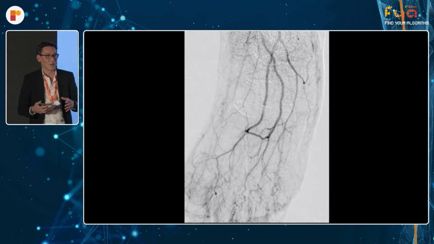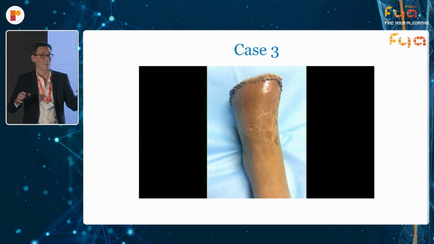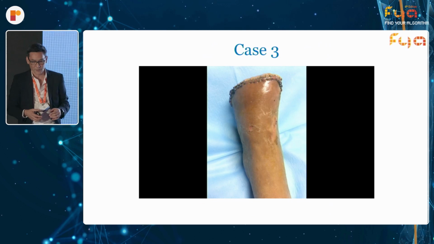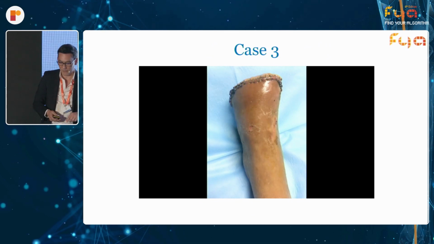And look, this is the same lady, with this amazing flow at the level of the ankle and also at the level of the forefoot. We performed a TMA, and 7 days later, everything was already closed.